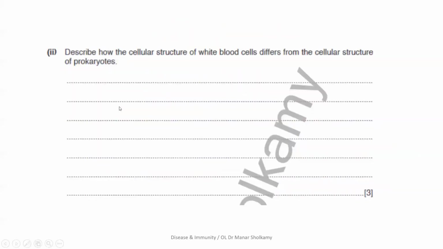Describe how the cellular structure of white blood cells differs from the cellular structure of prokaryotes. Now, again, this question is not nice. It combines two lessons: the first lesson that we took in the syllabus and the lesson on immunity. White blood cells, we will compare them with prokaryotes.